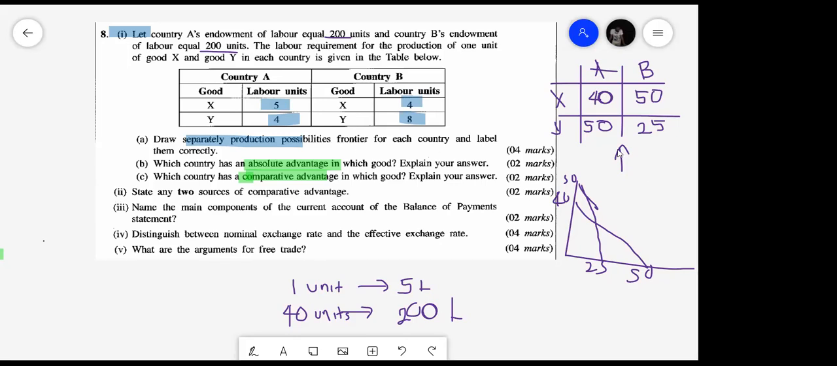A doubt on constructing PPC. Maybe after this, I'll show you how you work with the PPC. Okay, maybe stay after class.